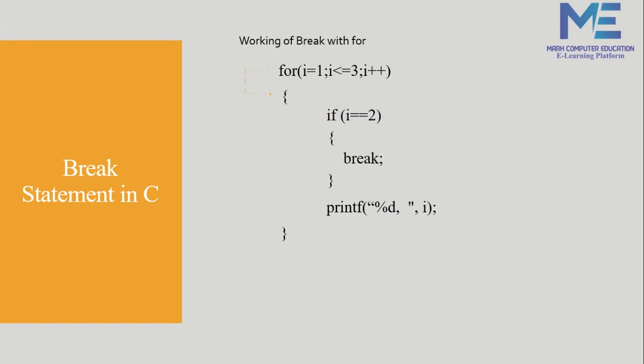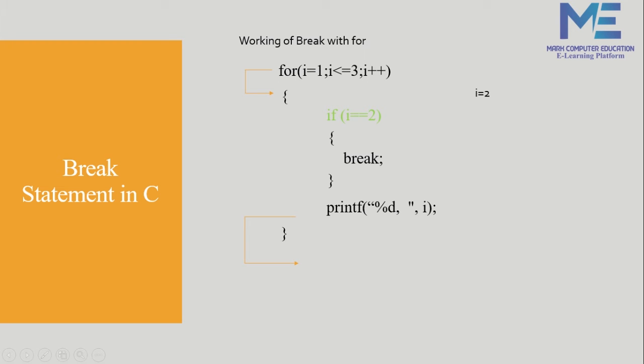Again the compiler will take an entry in the for loop. Again it will check the condition, but now my value of i has become 2. So the condition becomes true. So it will execute the if block. In the if block I had given break, so it will break my execution. It will not execute my for loop body. It will directly terminate my loop and take an exit from it. So this is the working of break with a for loop.